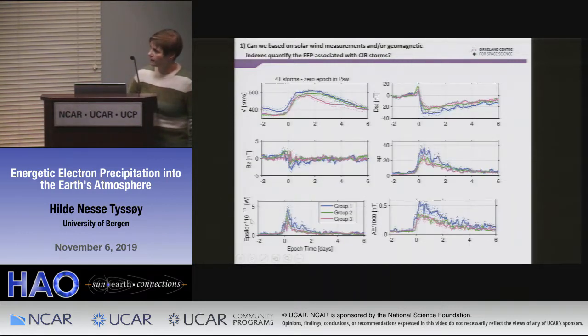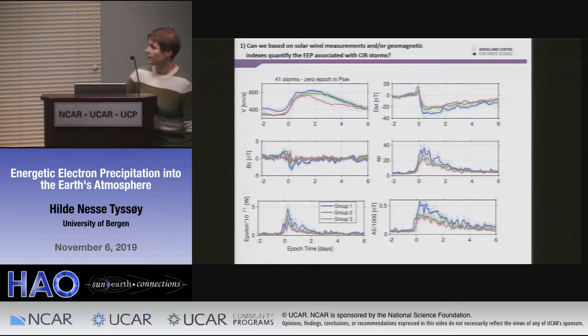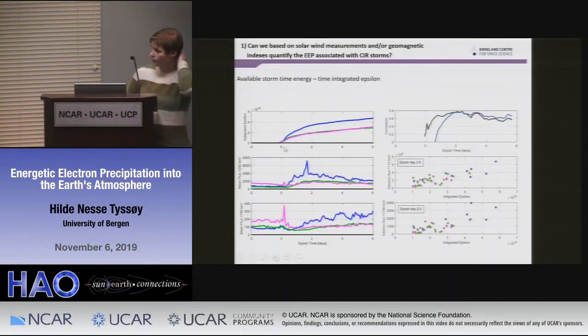Because the energy that is coupled into the magnetosphere has its maximum just after 0 epoch. But if we look at the fluxes, they basically don't reach a maximum until several days after. So it's not correlated in time, there is a delay here. In fact, we said, okay, let's accumulate the available storm time energy from 0 epoch and see how that correlates to the fluxes that are being precipitated into the atmosphere later on.